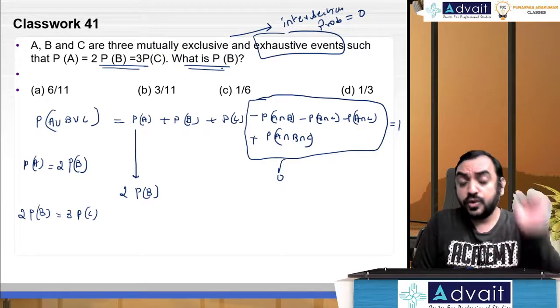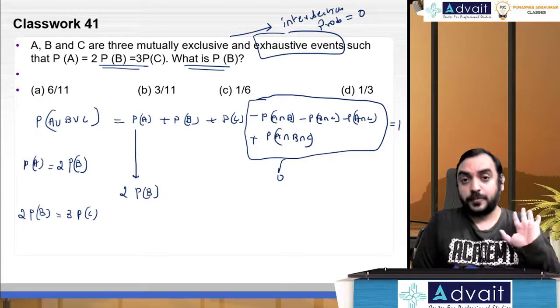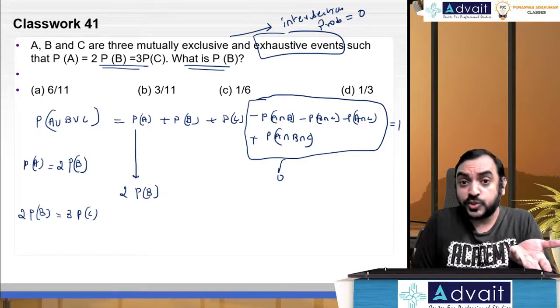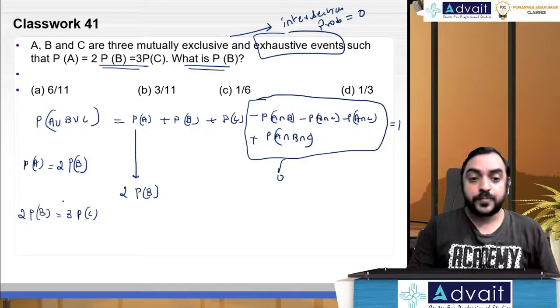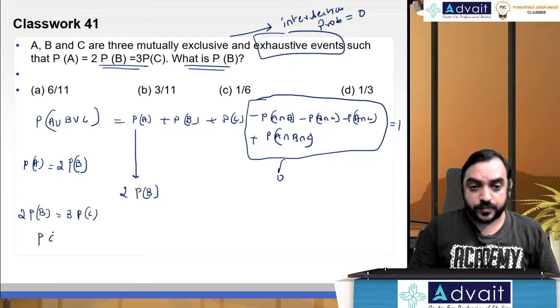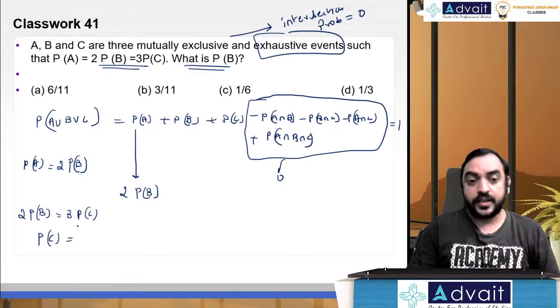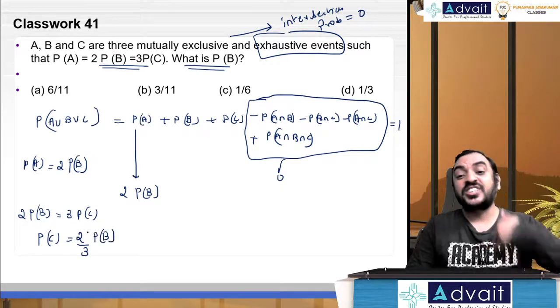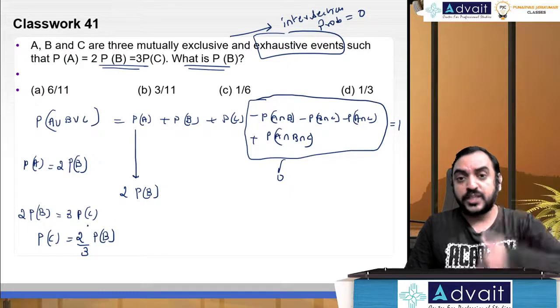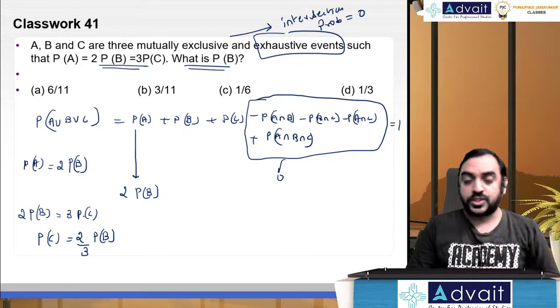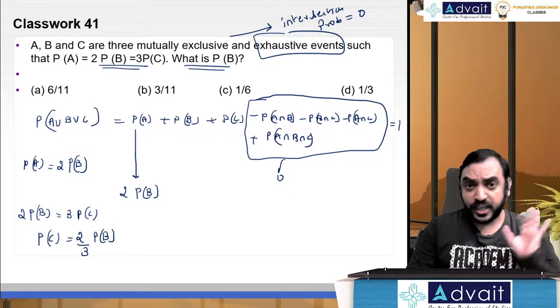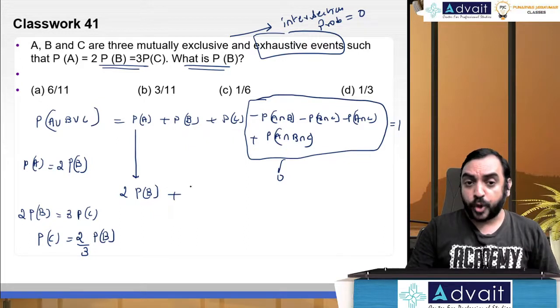So what will I do? I will express in terms of B. I want to calculate in terms of B. So probability of C equals, 3 comes to the denominator, it is 2 by 3 probability of B. I have expressed in terms of B. Whichever I want to calculate, it has to be in those terms. So probability of A is 2 into probability of B. Probability of B, probability of B as it is.